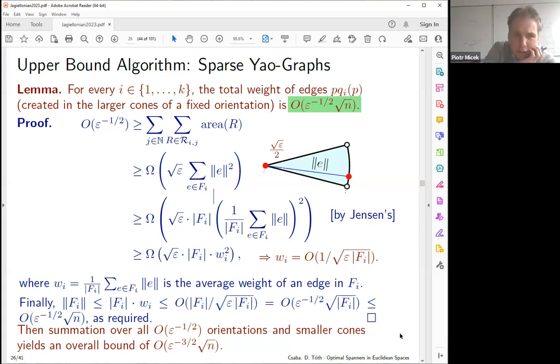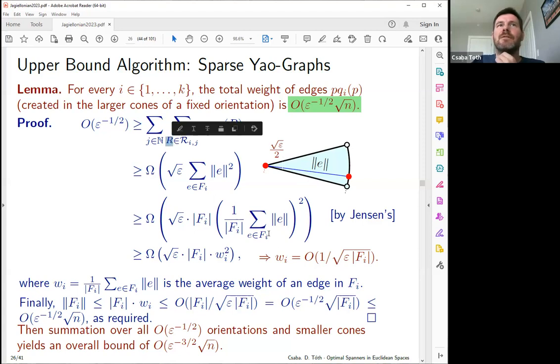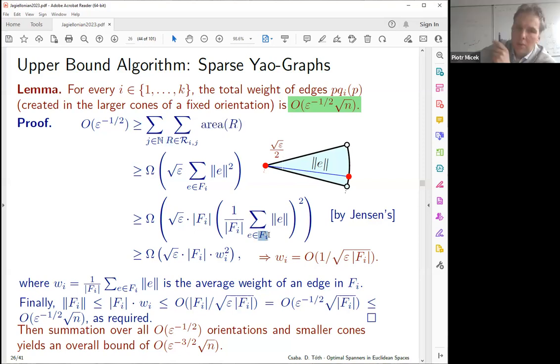So the set Fi here is what? It is the set of all the edges that are added for cones of the same orientation. R was the set of cones, and for each of these empty cones there's an edge. Fi was just the set of edges that correspond to the same orientation.